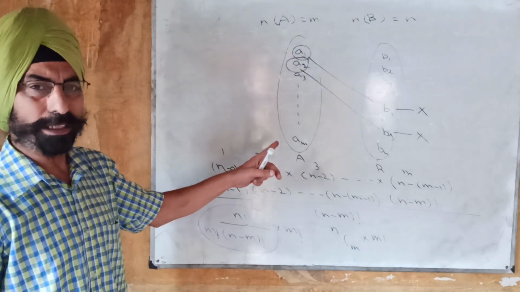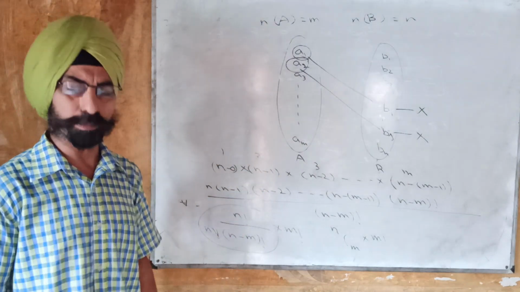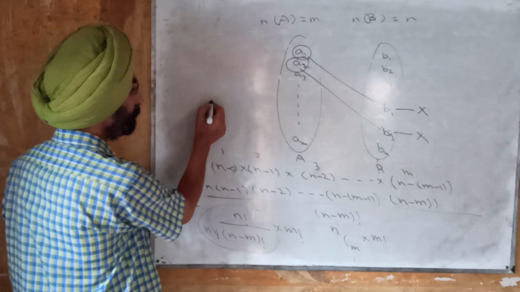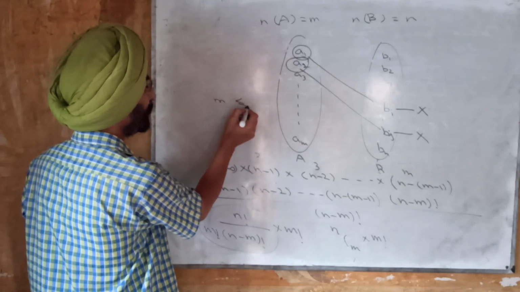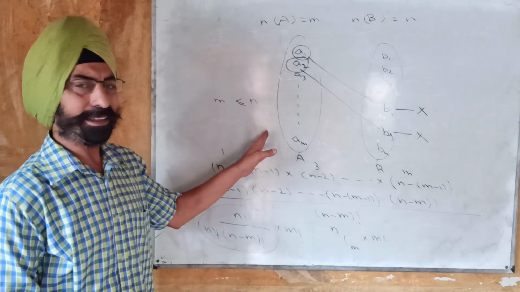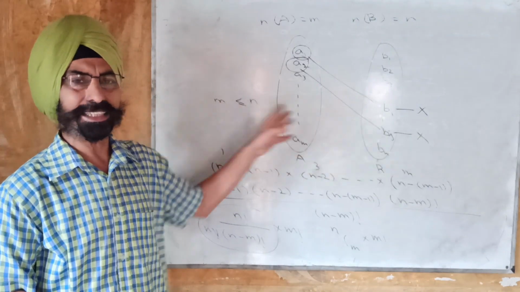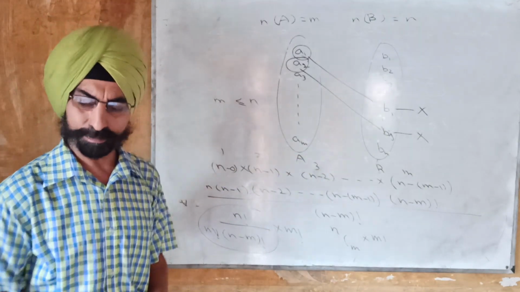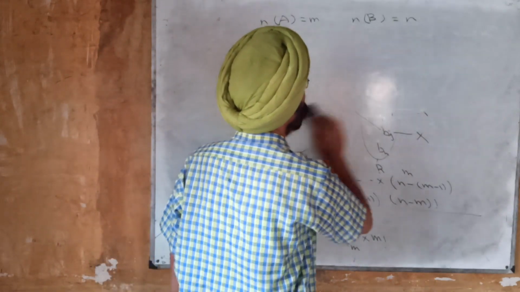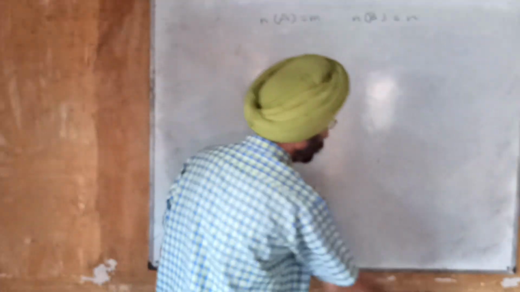But there is one thing to remember, that this is possible if and only if m is less than or equal to n. Because if m is greater than n, then a 1-1 function will not be possible, because the number of images is less and the number of elements in A will be more. So this is the second case, the number of 1-1 functions from a set A to the set B.